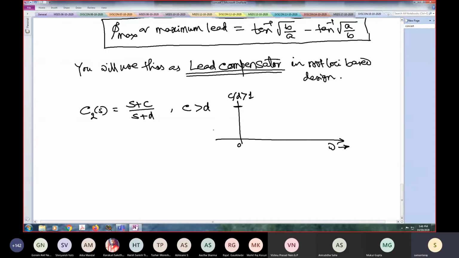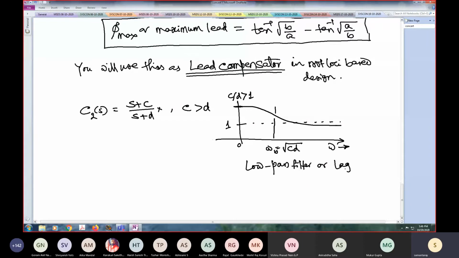And as S tends to infinity, the value will become 1. So this is 1 at infinity, and your curve will tend like this to 1. Here again you will have a break frequency, which will again be square root of CD. This is a low pass filter. This gain of 1 you can multiply with some other constant to eliminate or reduce it. So this is a low pass filter or lag compensator.